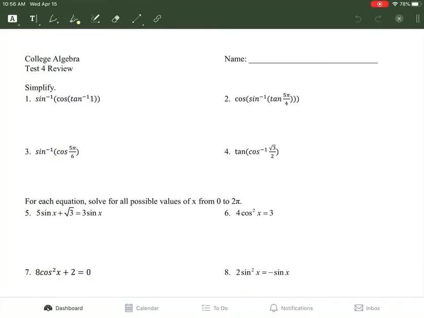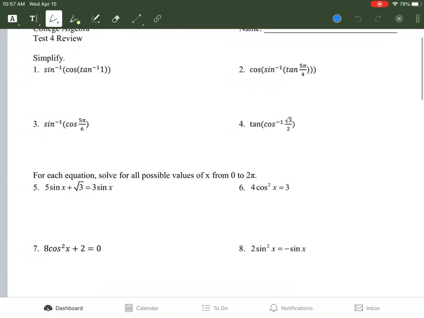So here is the review for the test. The test is on Friday. So you got the review sheet yesterday. So here is the video of the review key.